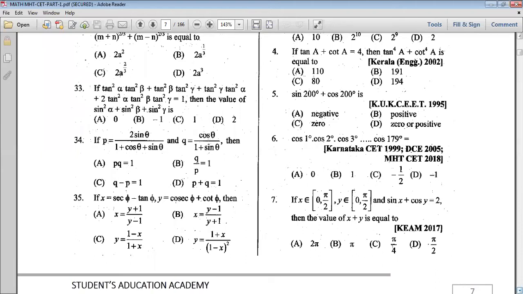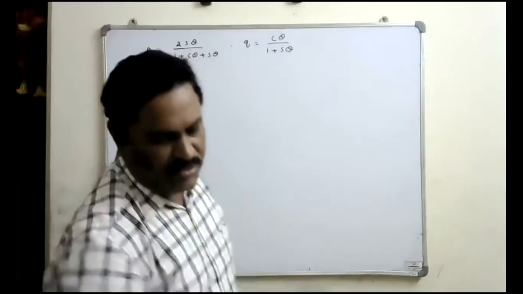It is given that P is equal to 2 sin theta upon 1 plus cos theta plus sin theta, and Q is equal to cos theta upon 1 plus sin theta. Then which of the following options are correct? Means we have to eliminate the theta from this also. Just observe this. How do you eliminate the theta?